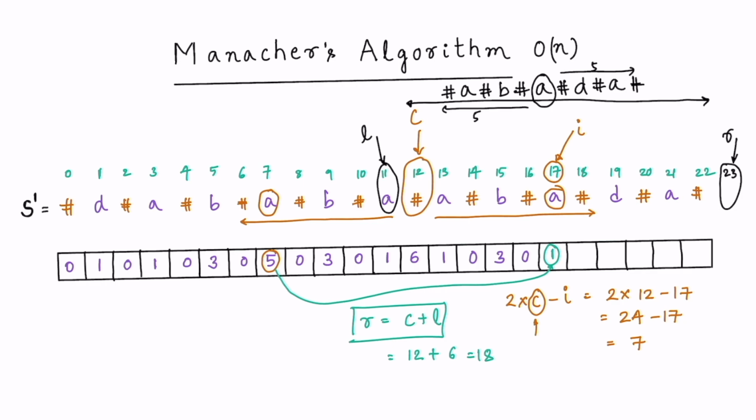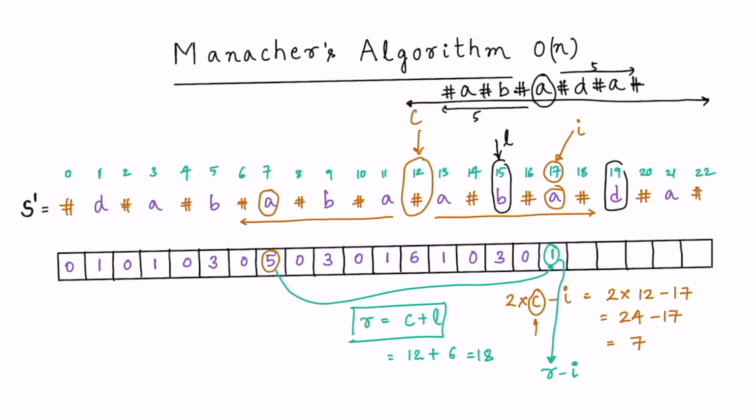So the value we should fill here should be R minus I in this case. So our left pointer will now start from here, and the right pointer will now start from here. Let's call this table P. But previously, we had copied this value 3 over here instead of calculating R minus I. That's because this palindrome was fully within the current palindrome we had considered at that time.